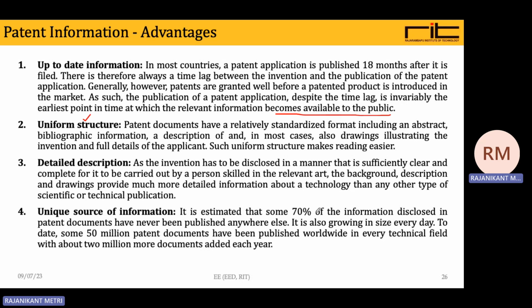So whatever documents you are writing, describing or related to the invention, it is estimated that 70% of the information disclosed in patent documents has never been published. So 70% of the documents have never been published. Then it is a unique source of information, and that is the advantage.